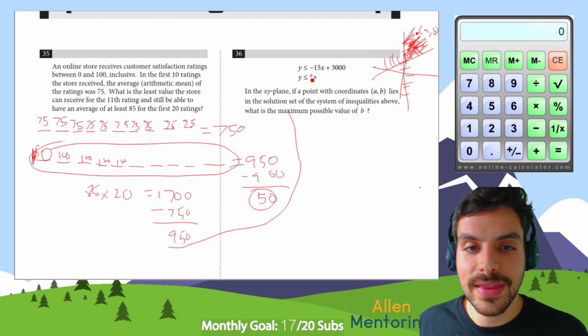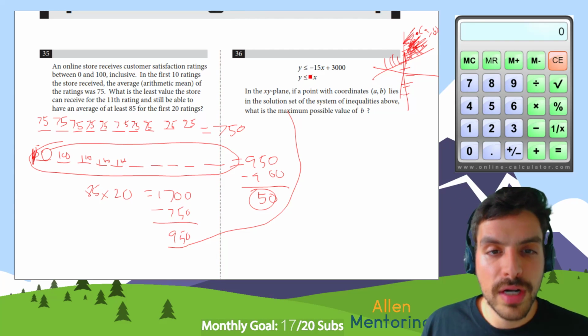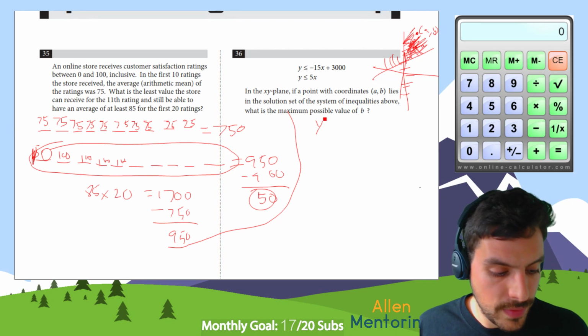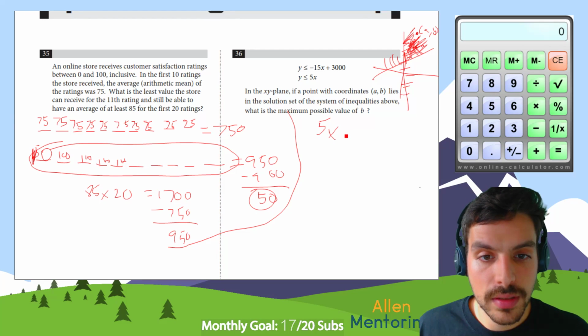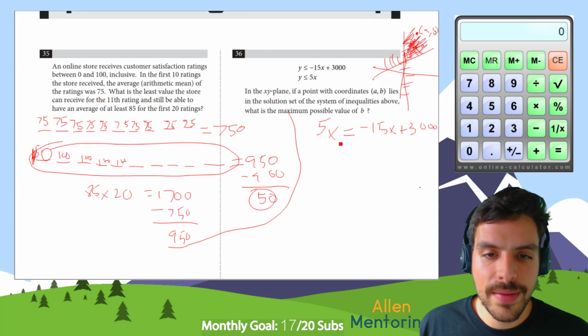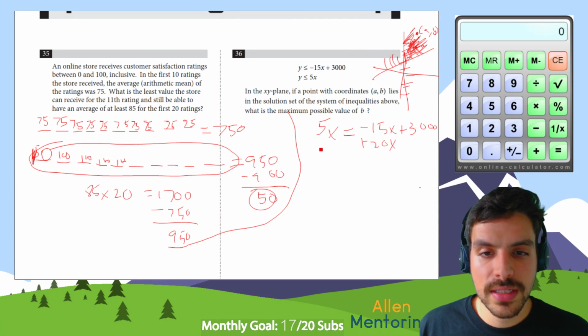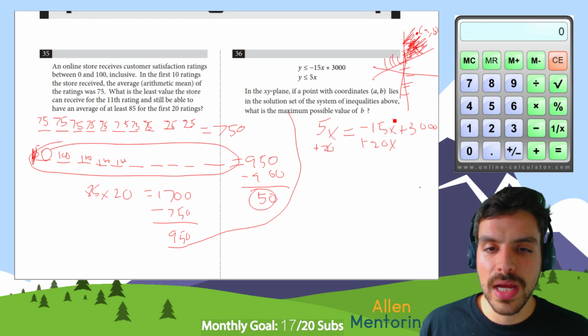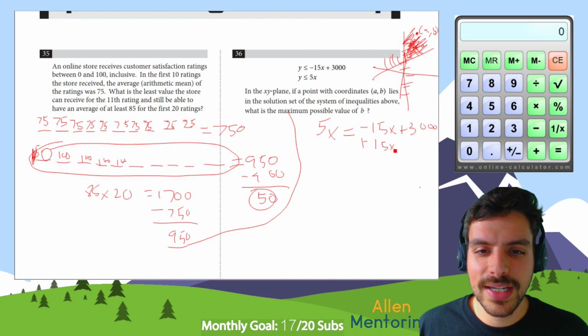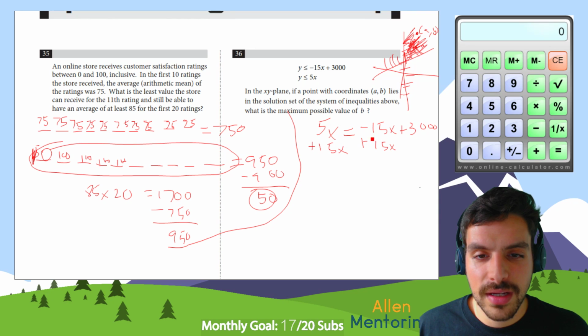So what you could do is set these two to be equal to each other, right? So we could say that 5x is equal to negative 15x plus 3,000. Okay, and if we solve that, we would add 15x to both sides. Sorry, I got ahead of myself here. I added that because this is equal to 20x.